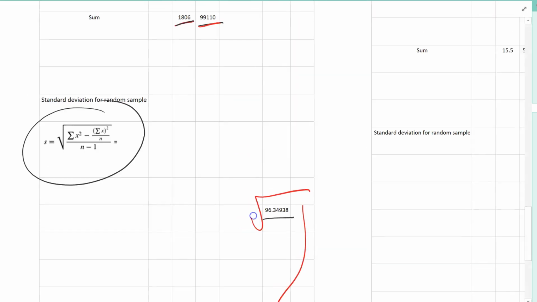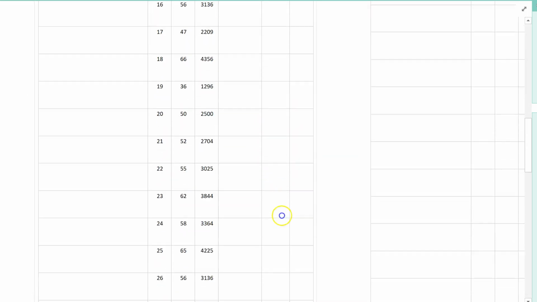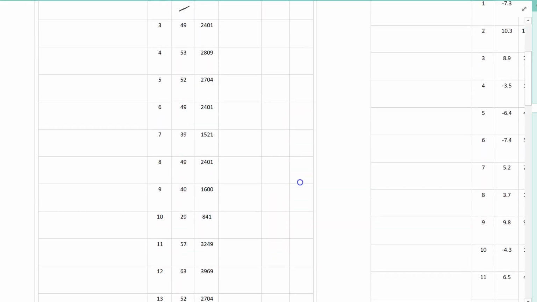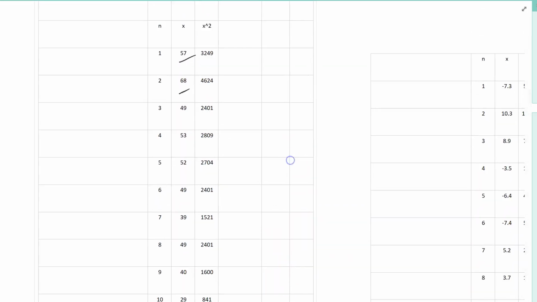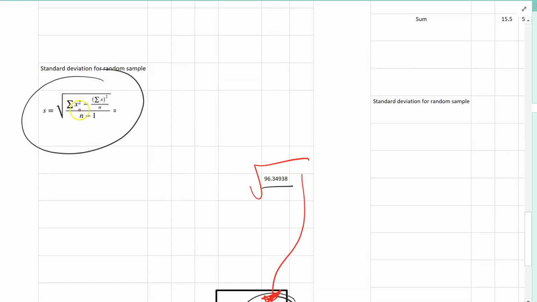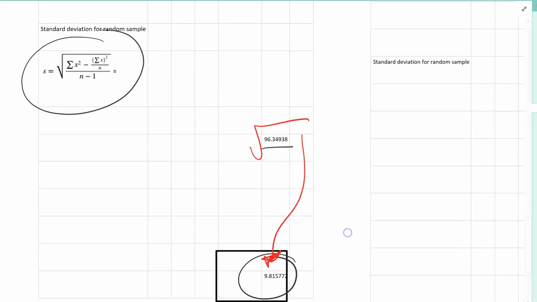It's really easy to push a wrong button in your calculator. So it's really easy to push a wrong button in Excel. So you have to be really careful the way you go about that. So put those x values in. I take the summation of x squared minus the summation of x quantity squared over n, divided by n minus 1, and then I take the square root of that. So I get that answer.